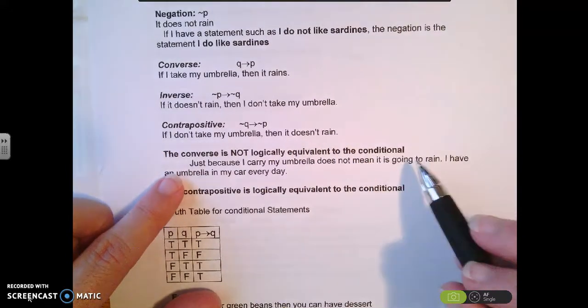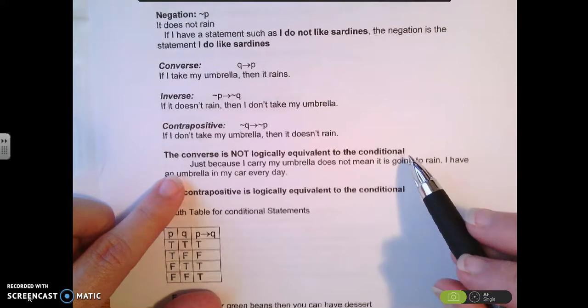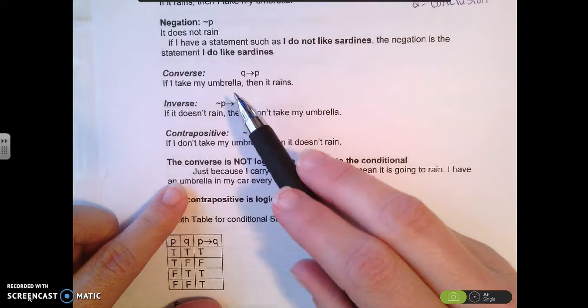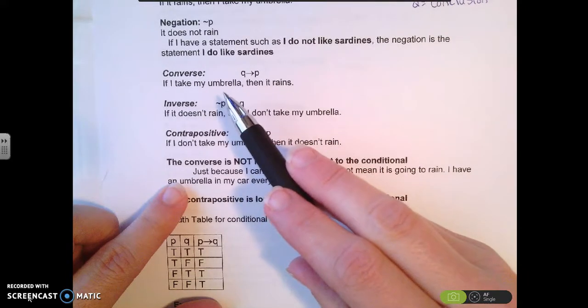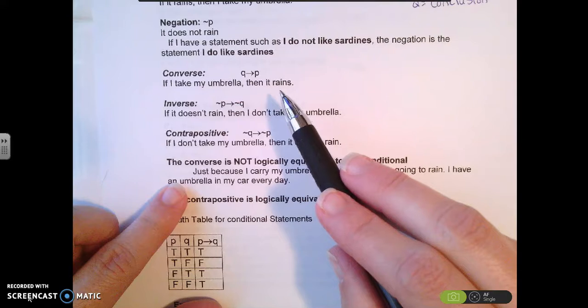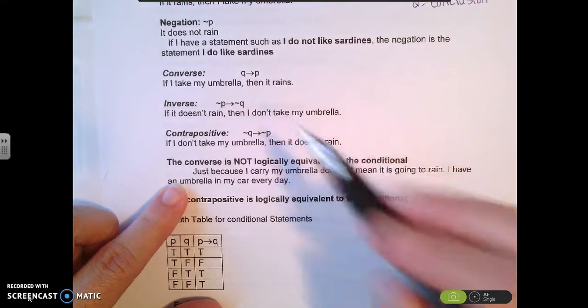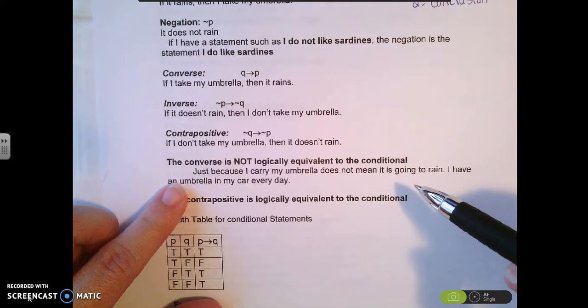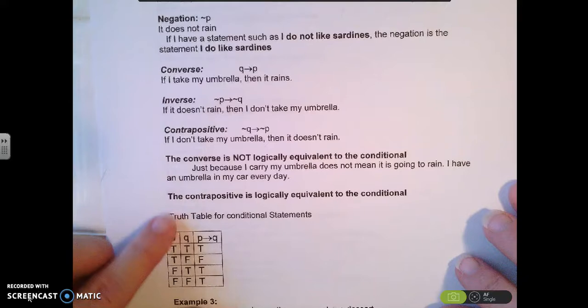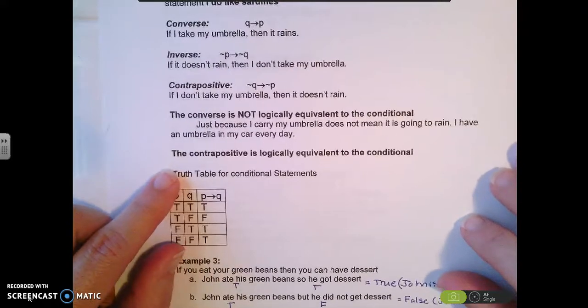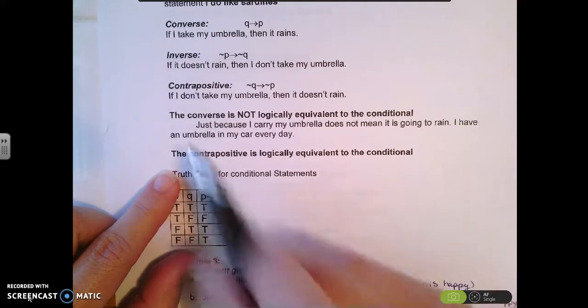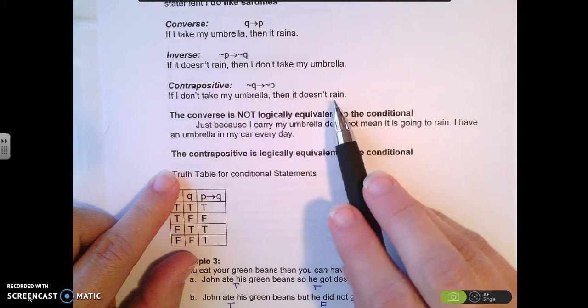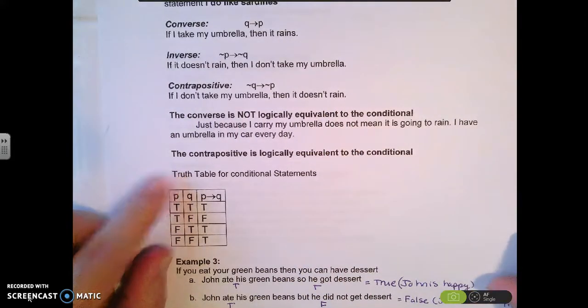So one of the statements they want to make is that the converse is not logically equivalent to the conditional statement. So in this case up here, if you want to think about it, just because I carry my umbrella doesn't mean it is raining. So for example, I have an umbrella in my car all the time, but that doesn't mean it's raining outside. Okay, the contrapositive is logically equivalent to the conditional. So more than likely, if I don't take an umbrella, then it's not raining. So that would make sense.